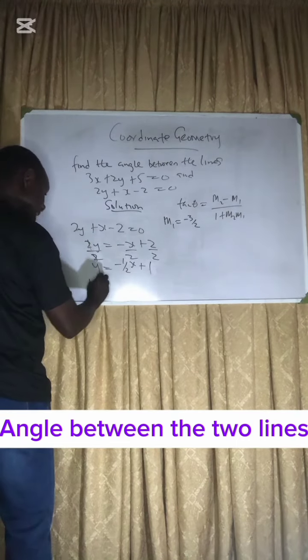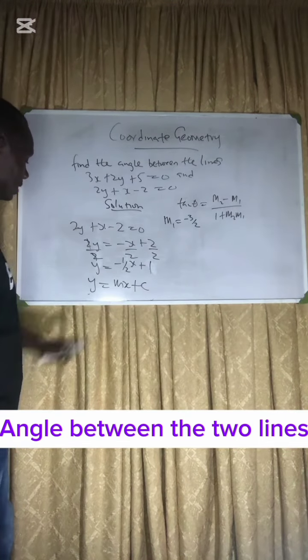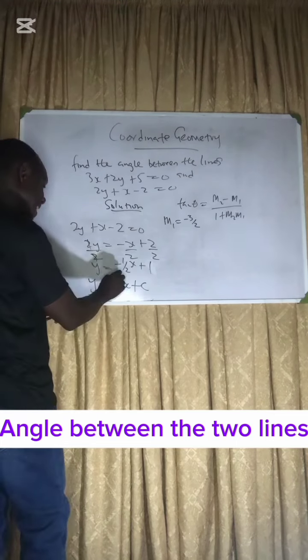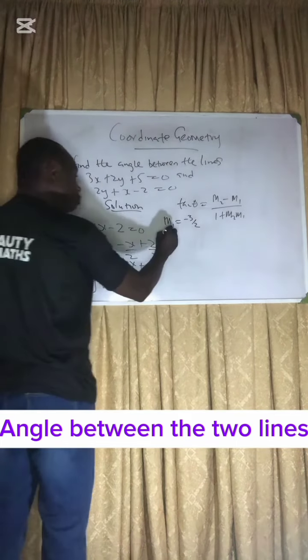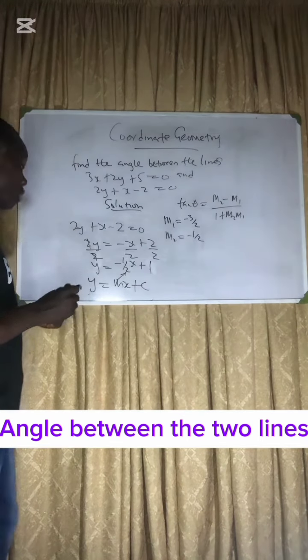Compare this equation with y = mx + c, the standard equation for the gradient of a straight line. You see that your m is -1/2. So my m2 here is equal to -1/2.